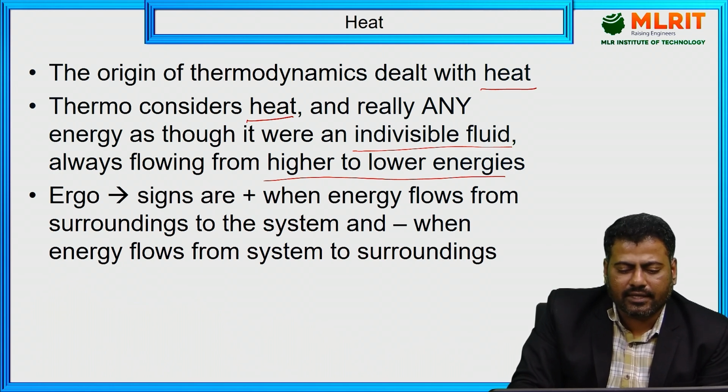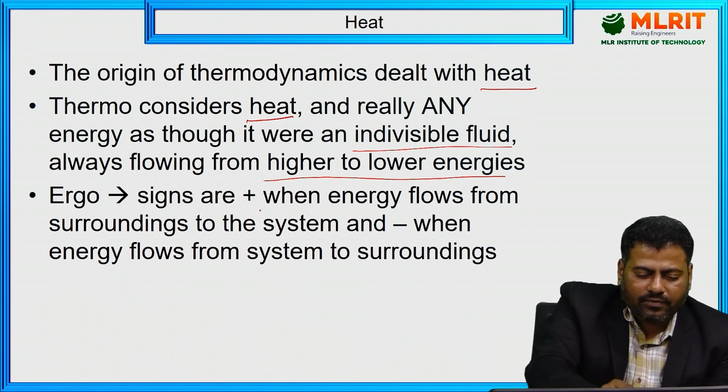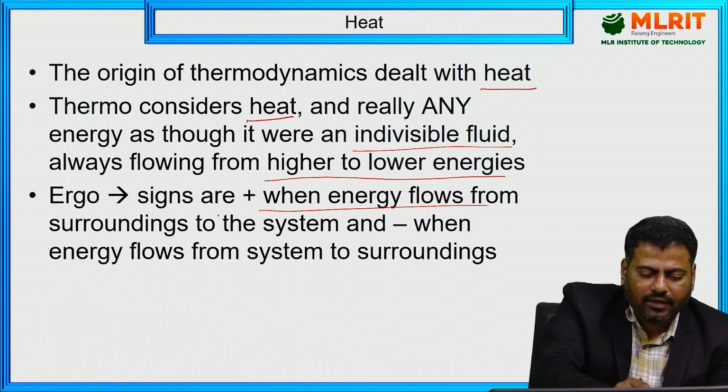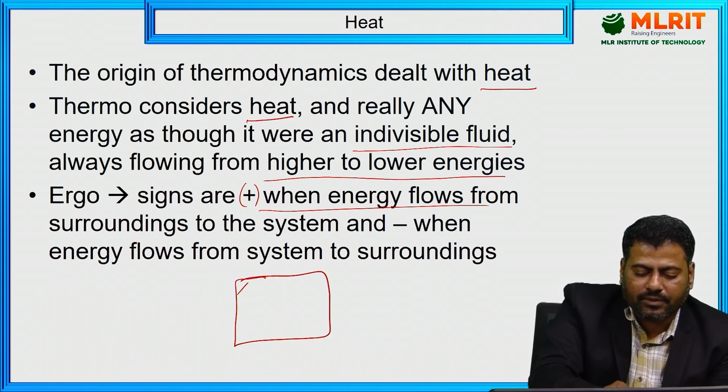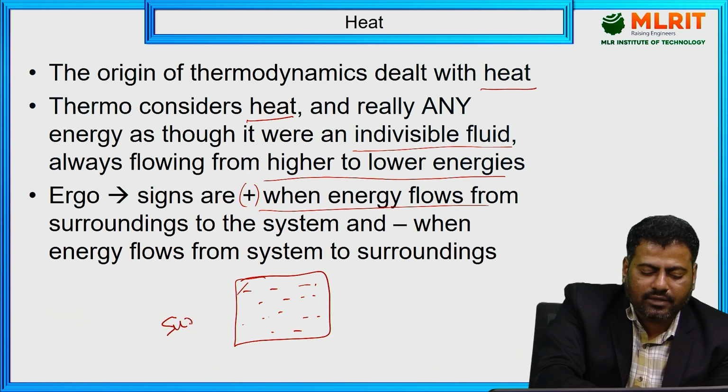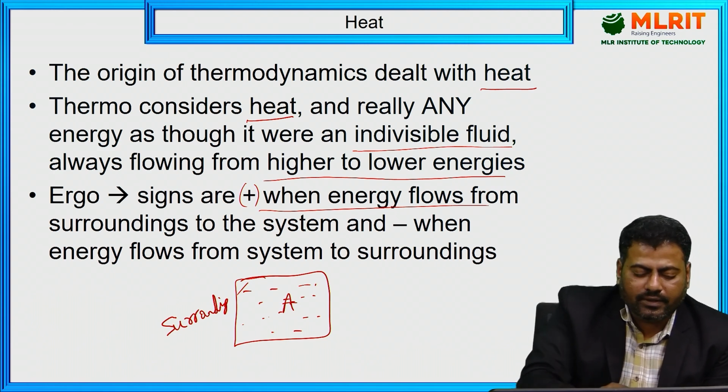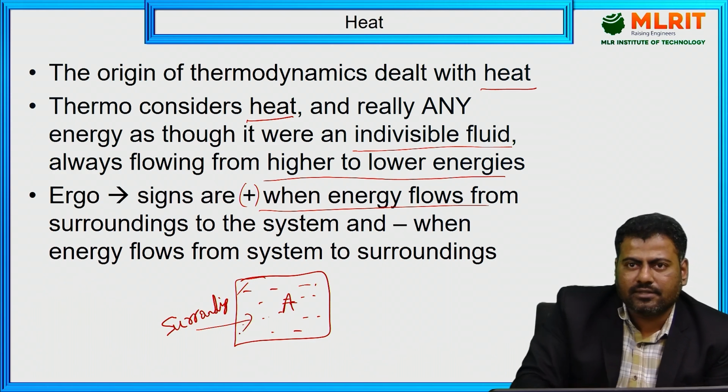So with respect to the sign convention, see, energy flows from the surroundings to the system, right? The sign convention is positive when the energy flows from the surroundings to the system. The system is what I consider for the analysis purpose, and inside it I have the working substance. This is the system, surrounded by the surroundings, and in between the surroundings and the system I have boundaries. Got it?